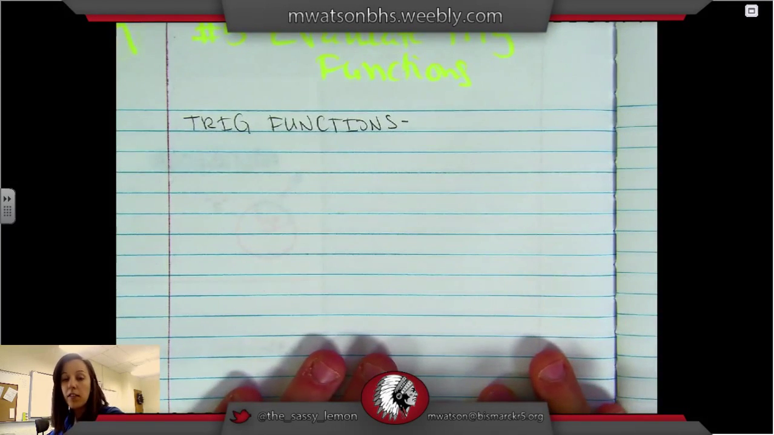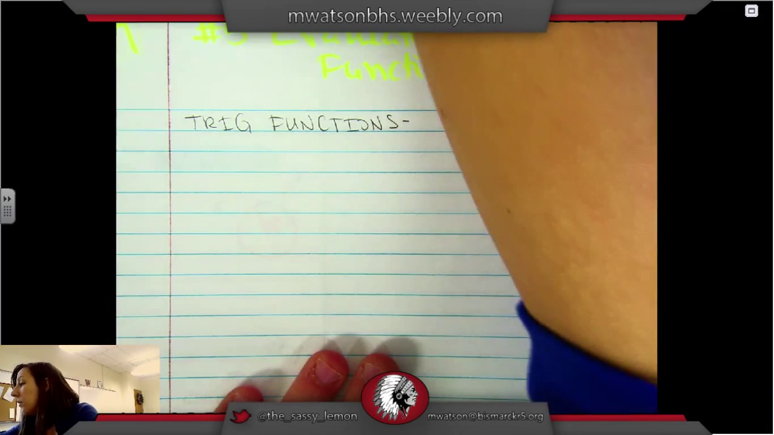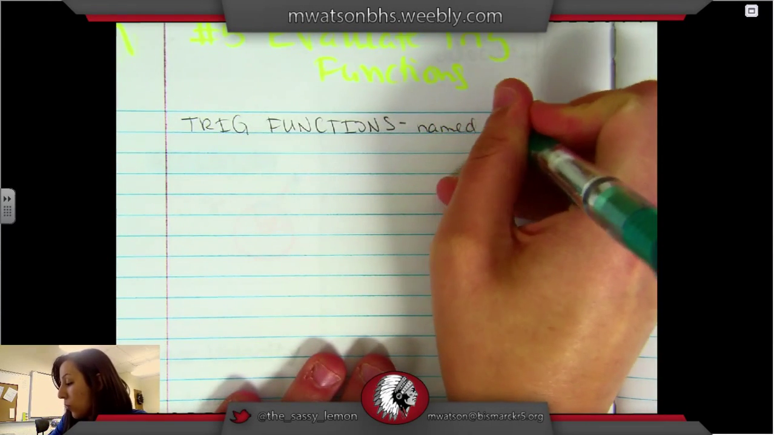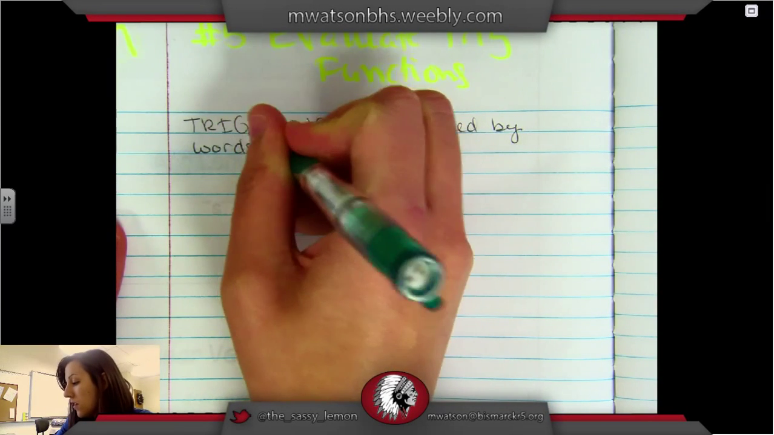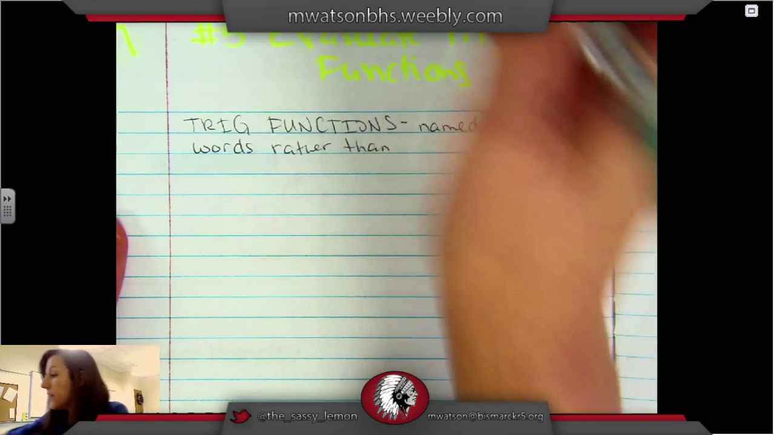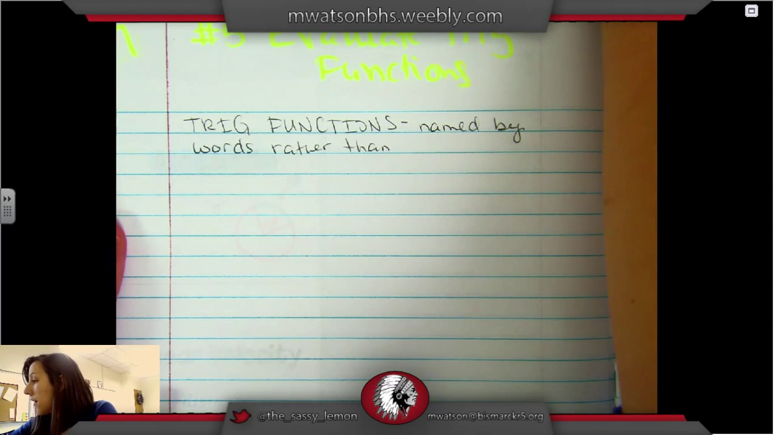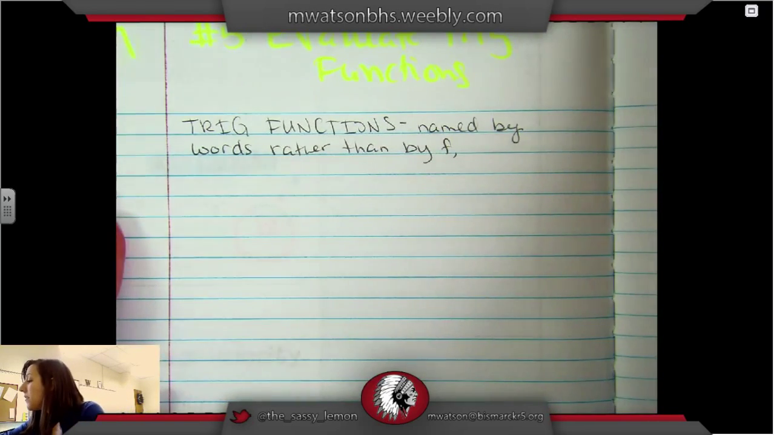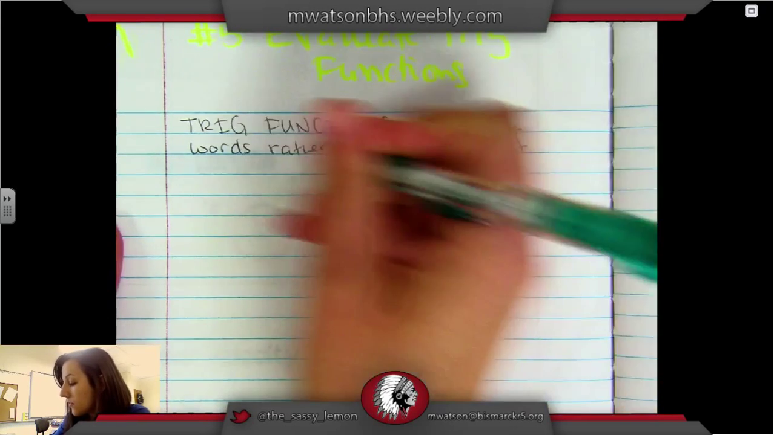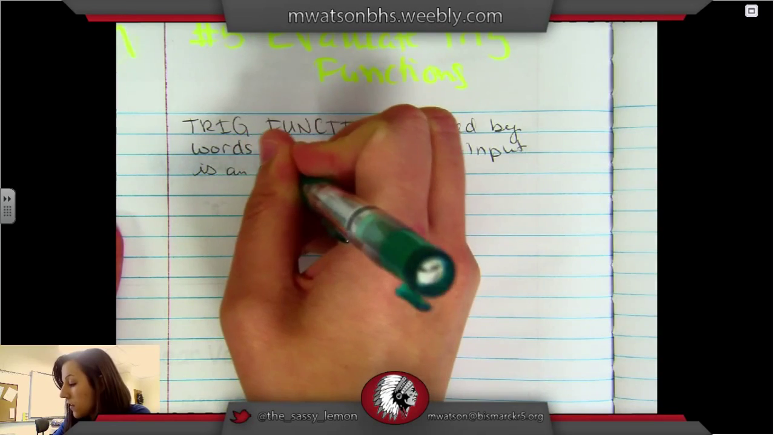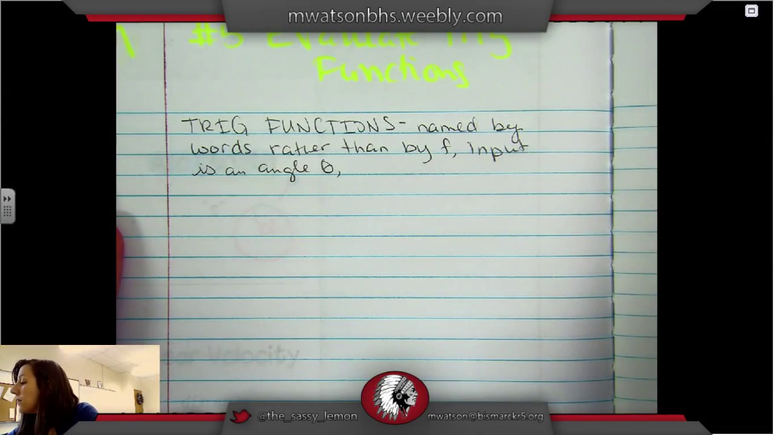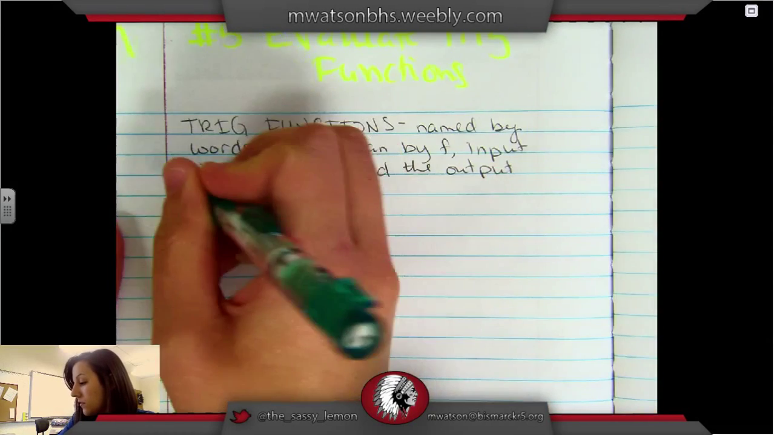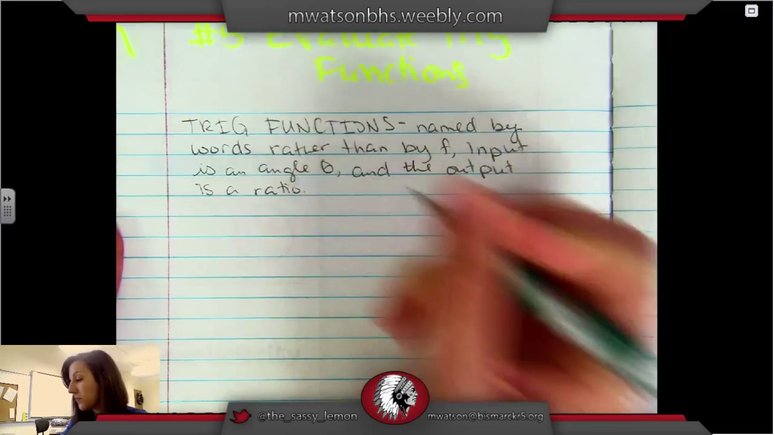I don't make you write a whole lot in this class, so when I make you write something, it's important. And we're going to write a little paragraph. Trig functions are named by words rather than by F. The input is an angle theta and the output is a ratio.